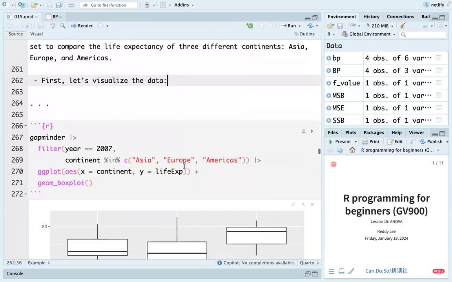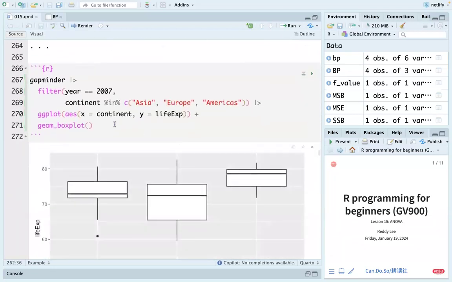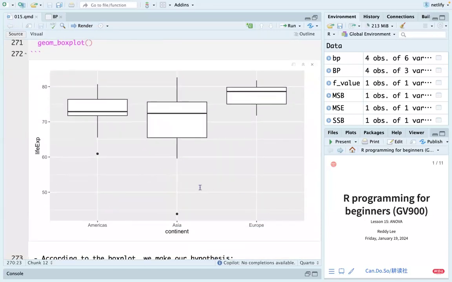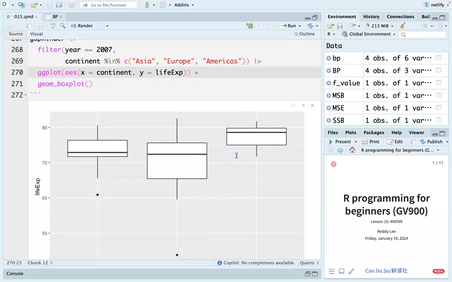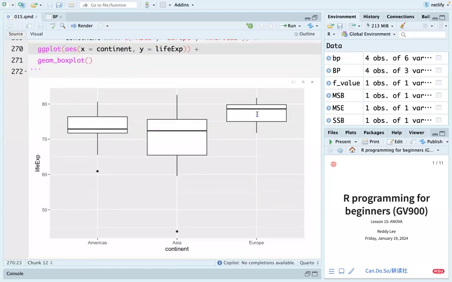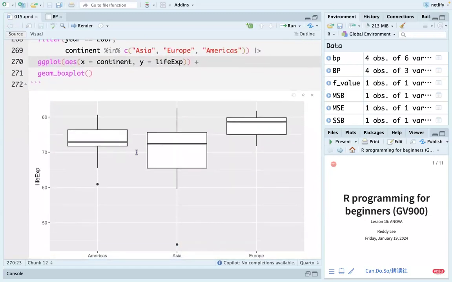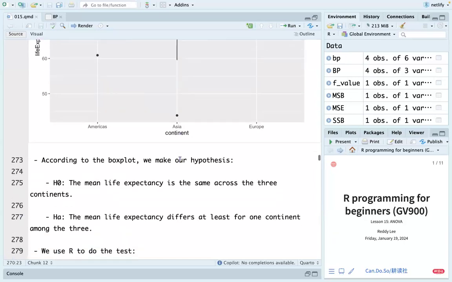First, let's visualize the data. And we just take 2007, and the continents are Asia, Europe, and Americas. And use ggplot2. X is continent, so three continents, and Y is life expectancy. In this plot, we can see that Europe is quite different, but Asia and America are quite close.